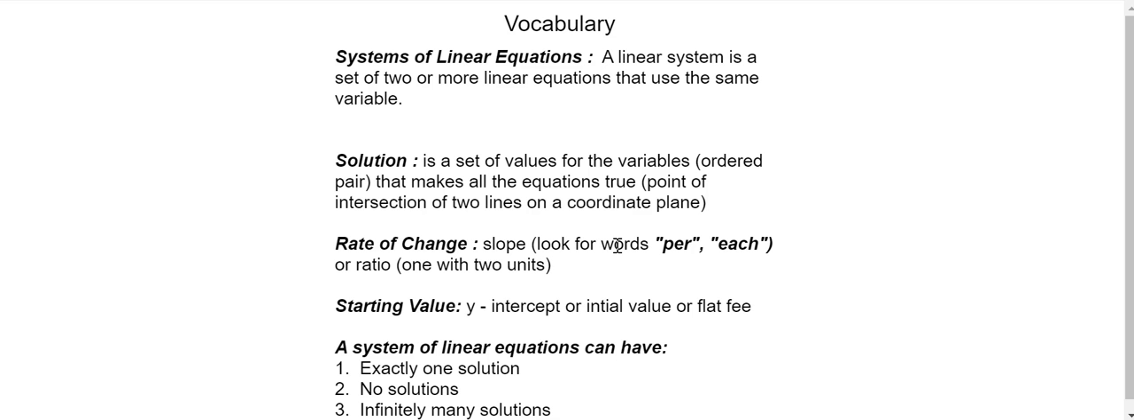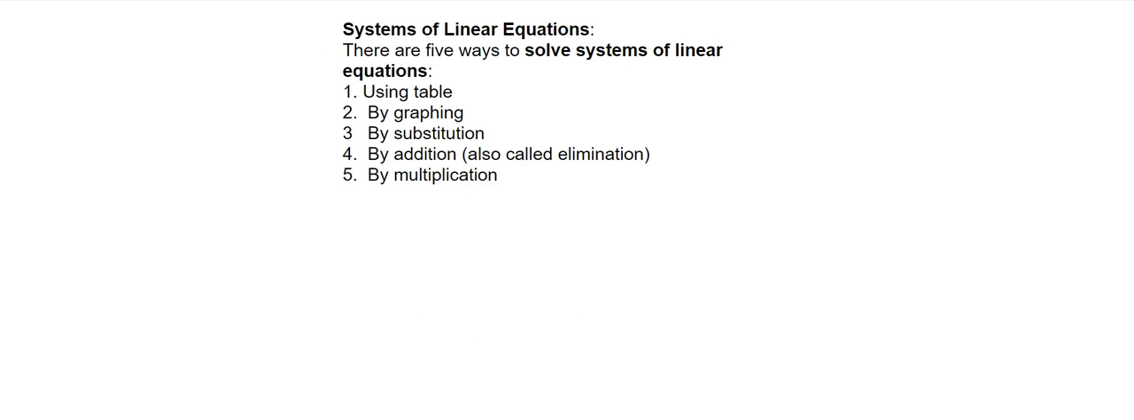A system of linear equations can have one solution, no solution, or many solutions. There are 5 ways to solve systems of linear equations. One is using a table, the others are by graphing, by substitution, by addition, and by multiplication.